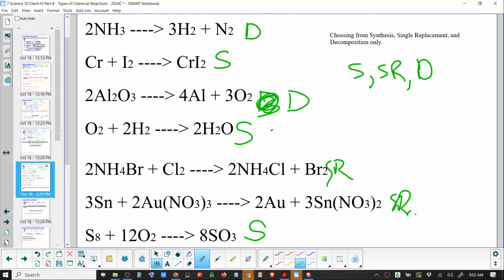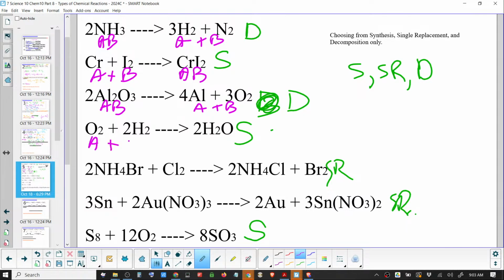Below each one, please put away the book in your bag so it's not distracting and you don't accidentally pull it out. I'm going to write underneath it how you recognize it. So you have something here that is a big thing going to many things, of course, that's a decomposition. You have 2 things going to a big thing, synthesis. You have a big thing going to 2 things. It's actually 7 things and 2 things, but you see, decomposition.